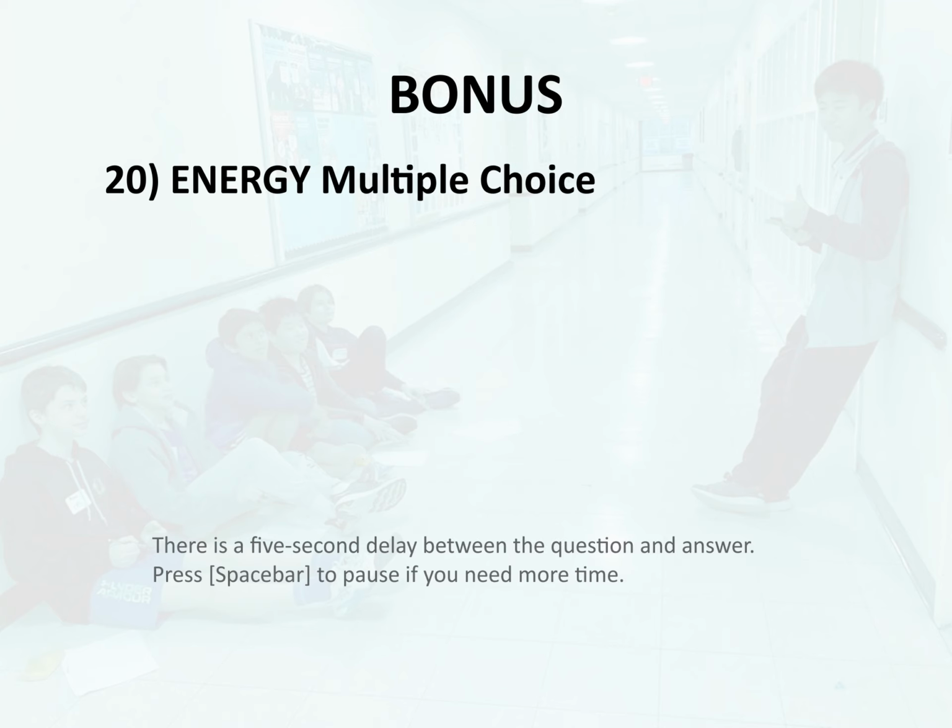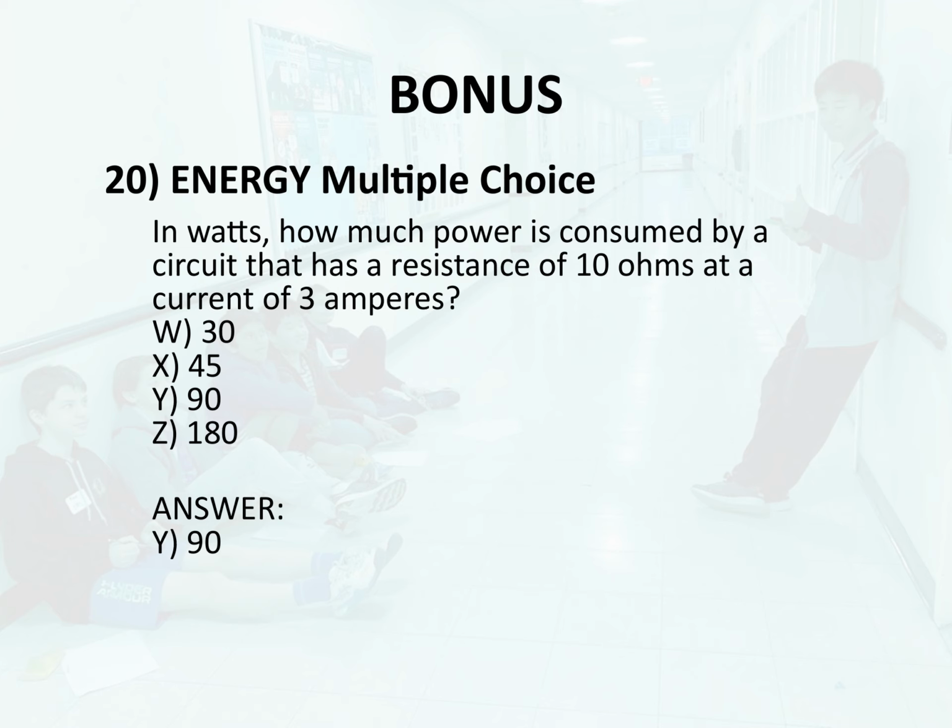Bonus 20. Energy. Multiple choice. In watts, how much power is consumed by a circuit that has a resistance of 10 ohms at a current of 3 amperes? W: 30. X: 45. Y: 90. Z: 180. Answer: Y, 90.